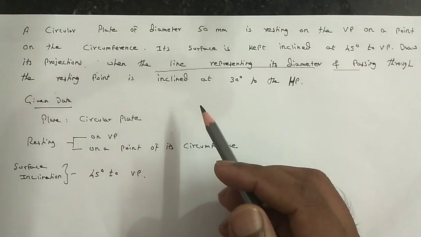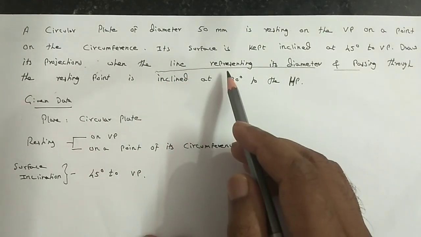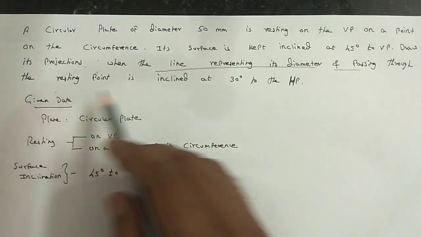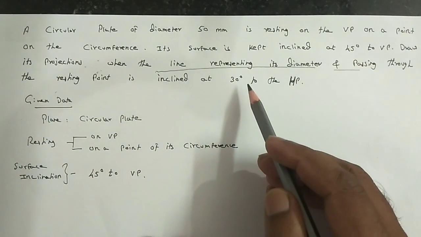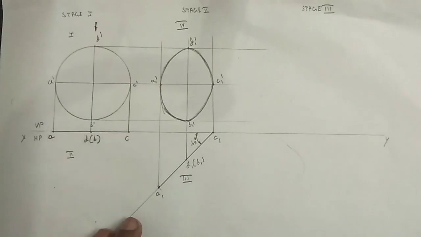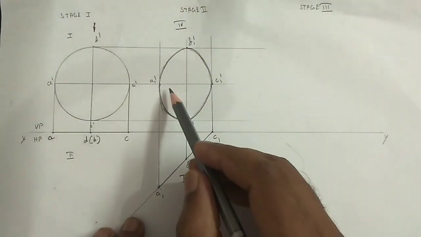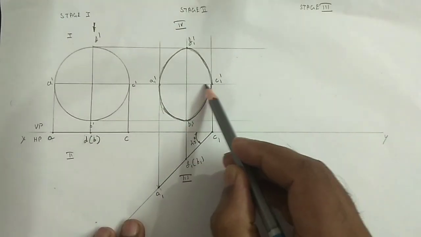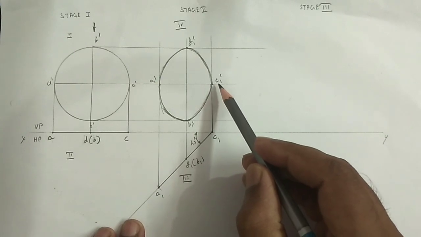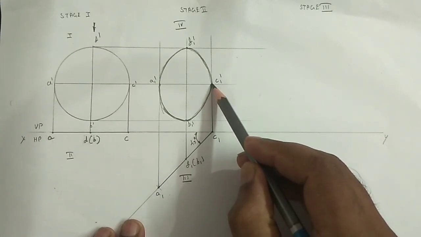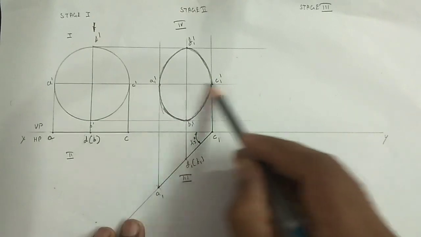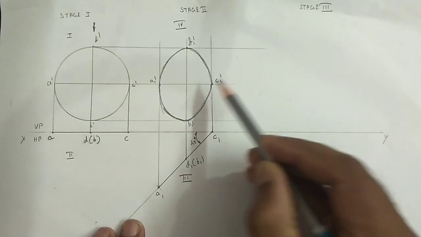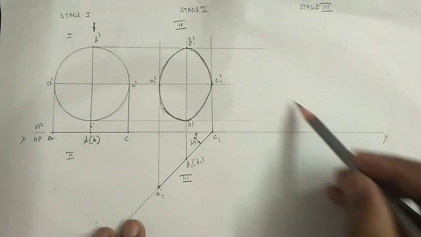இதில் ஸ்பெஷல் கண்டிஷன் என்னன்னு பார்த்தீங்கன்னா, the line representing its diameter and passing through the resting point is inclined at 30 degree to HP. இந்த ஸ்பெஷல் கண்டிஷனில் ஸோ இதுதான் அந்த லைன், the line representing the diameter and passing through the resting point is inclined at 30 degree. So இந்த line வந்து 30 degree angle inclined ஆகணும்.